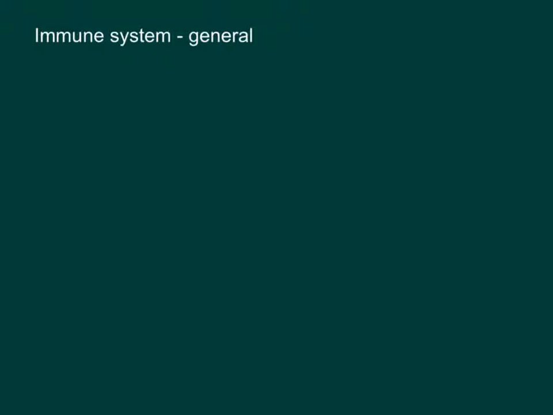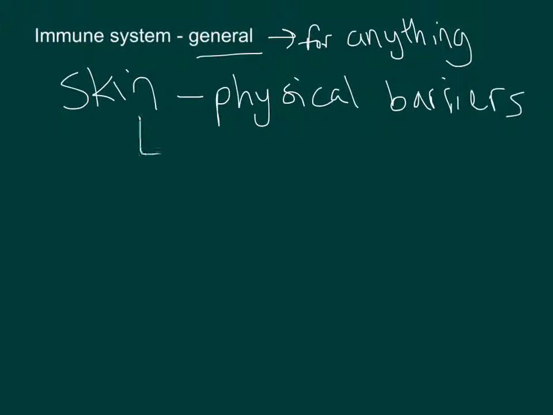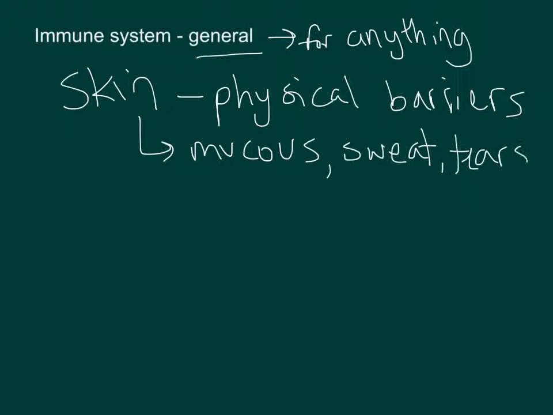So in the immune system, there's the general immune system. What does that mean? That basically means that you have skin. This is for anything, so it's not specific at all. It's for anything that comes your way. Skin is the physical barrier, and you have other physical barriers, things like mucus, sweat, tears, all that gross snot that keeps stuff out. It creates a physical barrier.